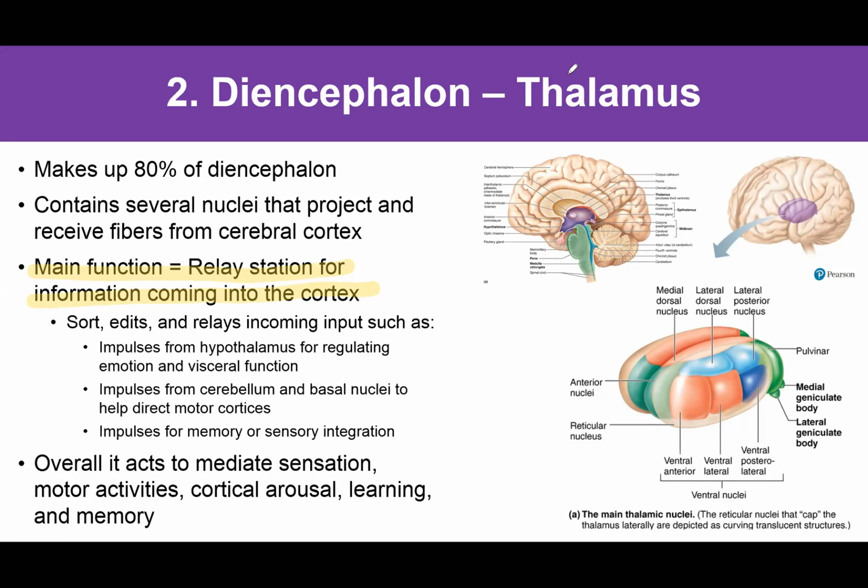and visceral function. It also sorts through impulses coming from the cerebellum, so here's the cerebellum. It's going to sort through that information to help direct different motor cortexes. And then it also is going to sort through different information for memory or for sensory integration. So overall, it acts to mediate sensations, to also coordinate motor activities. It's also important for cortical arousal, learning, and memory.